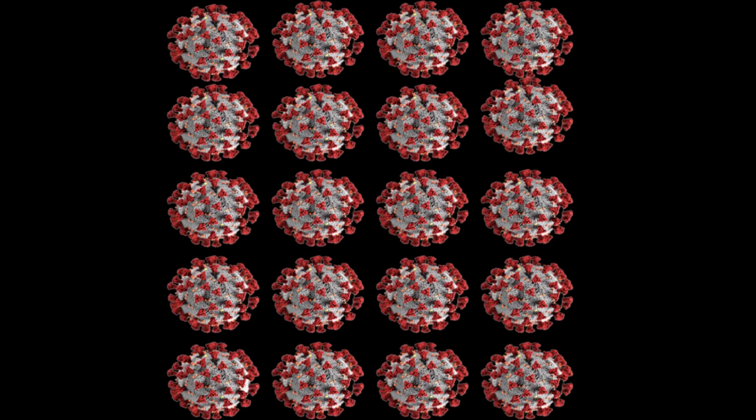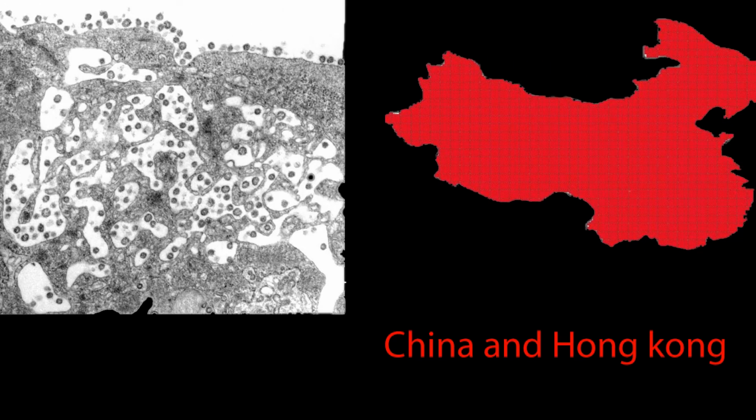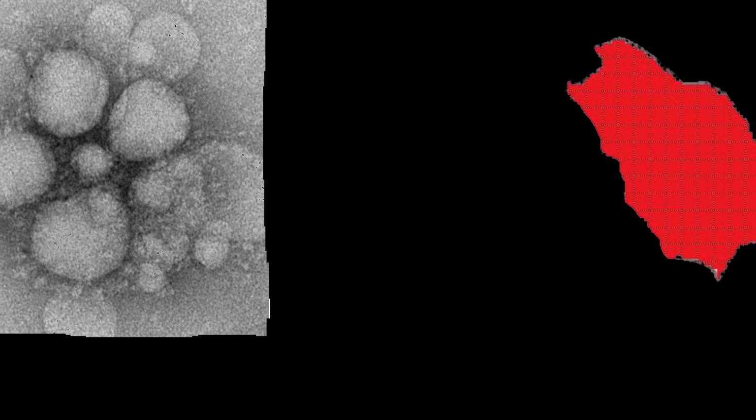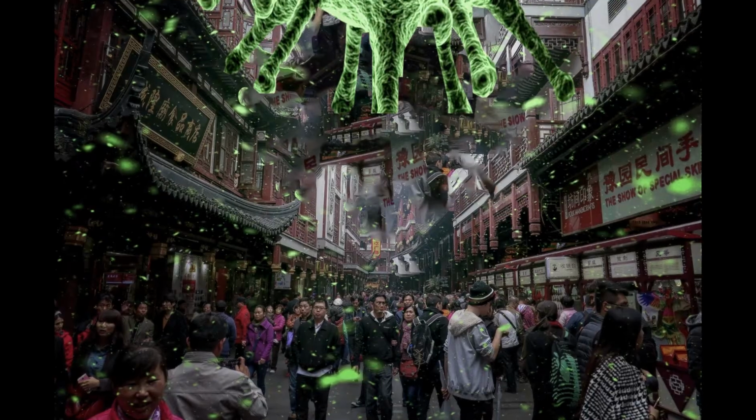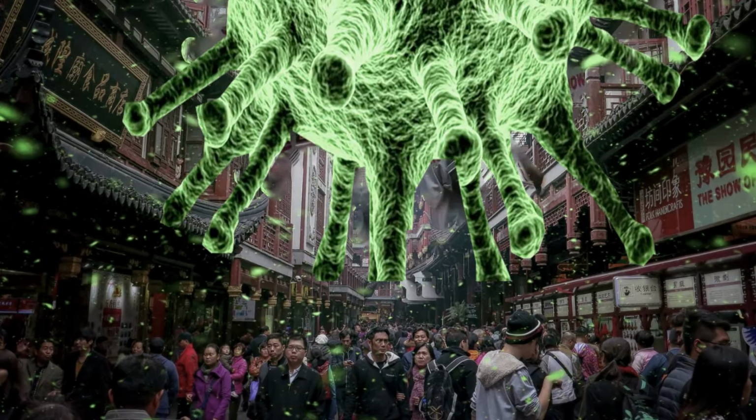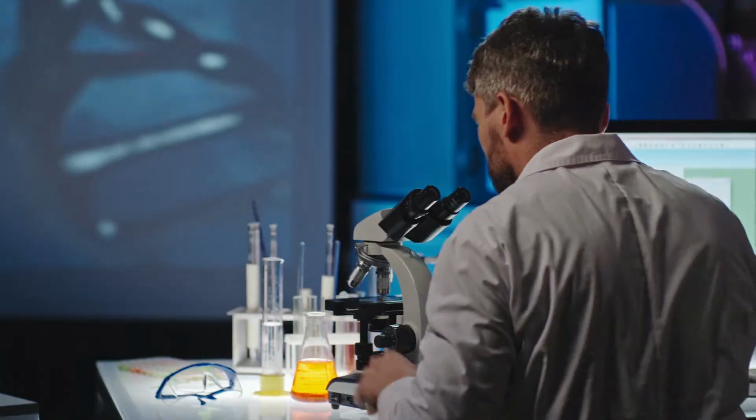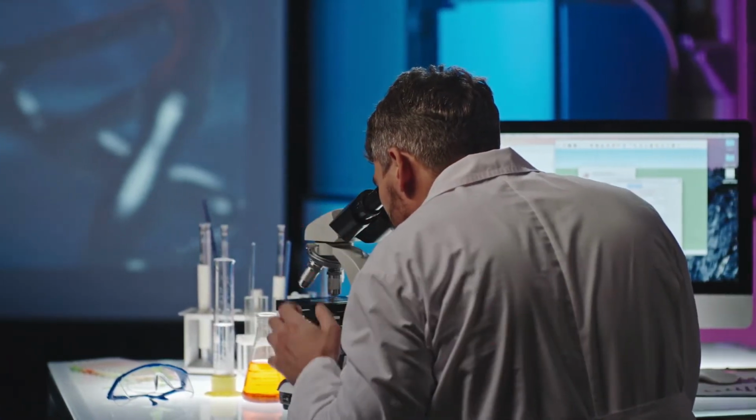In 2003, SARS coronavirus outbreak in China and Hong Kong. In 2012, MERS coronavirus in Saudi Arabia, United Arab Emirates, and Republic of Korea. In 2020, coronavirus became a household name all over the world. Scientists know a great deal about human coronaviruses, but we don't know it all.